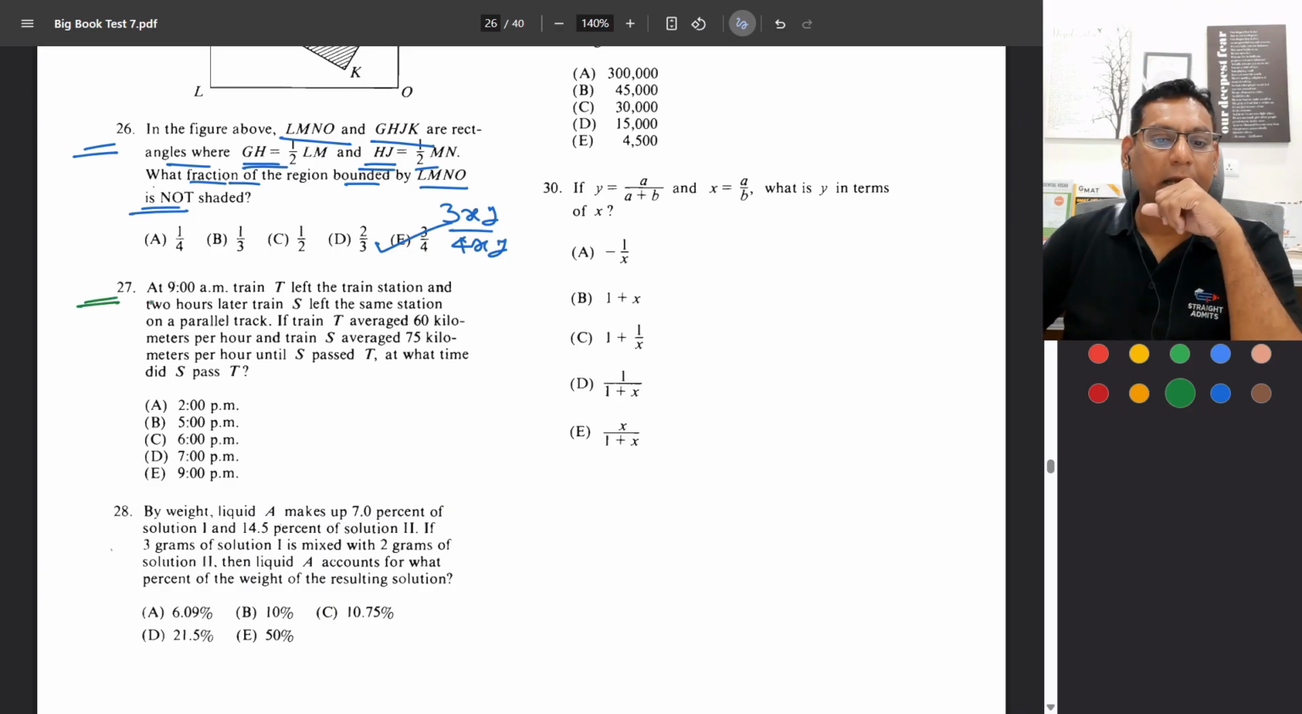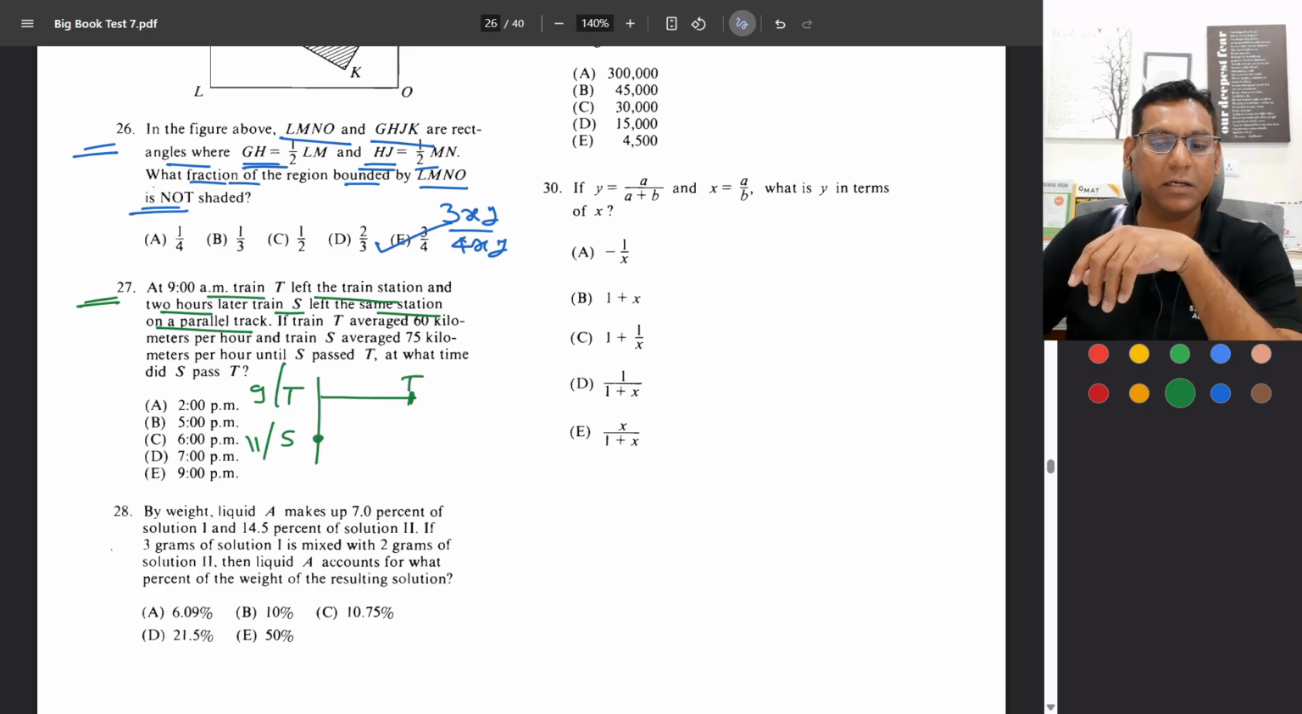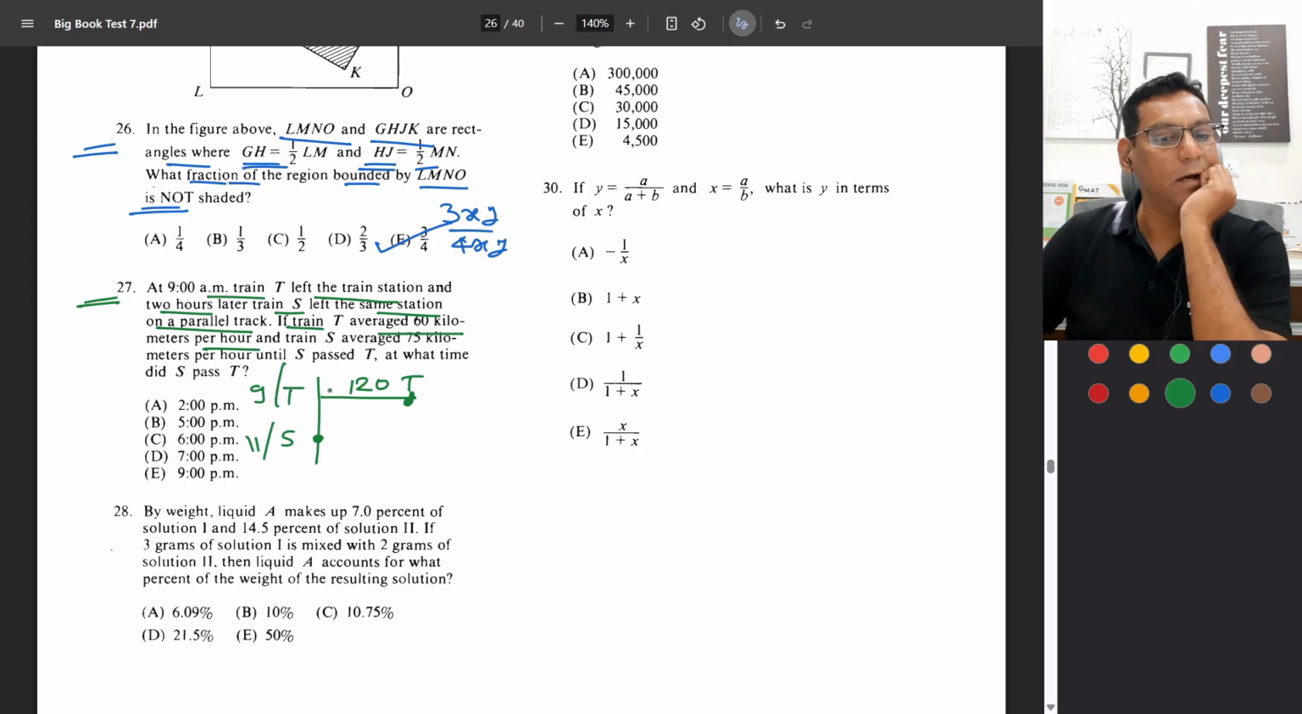Question 29. At 9 a.m. train T left the train station, and 2 hours later train S left the same station on a parallel track. So let's say this is train T, this is train S. This leaves at 9 a.m. This leaves at 11 a.m. By 11 a.m. T had reached somewhere, when S is starting, because it had left earlier. If train T averages 60 kilometers per hour, that means it has traveled 120 kilometers in 2 hours, right?